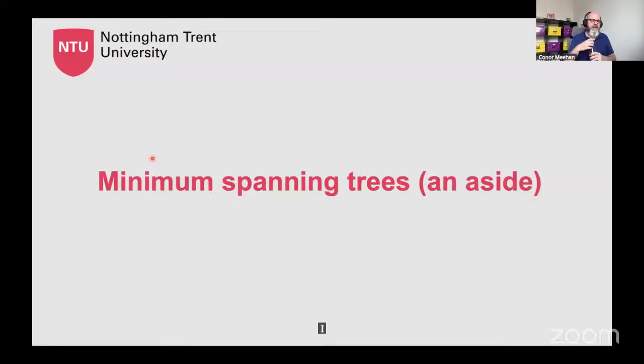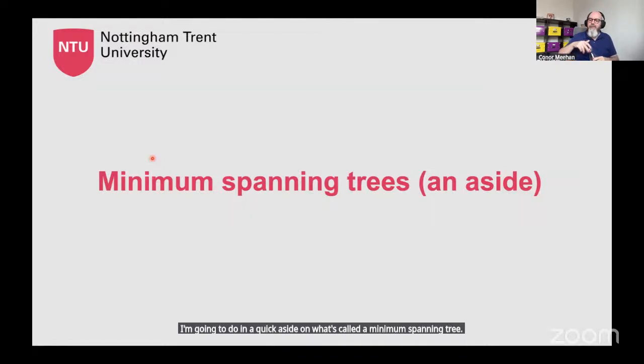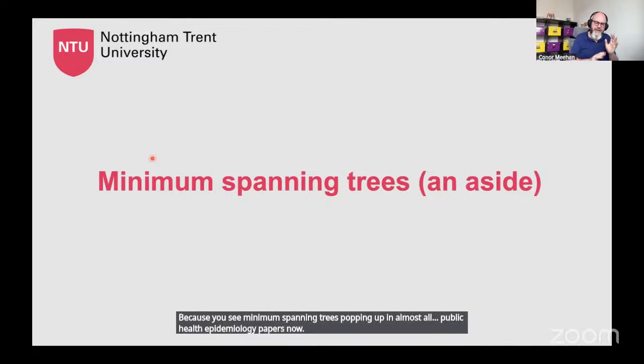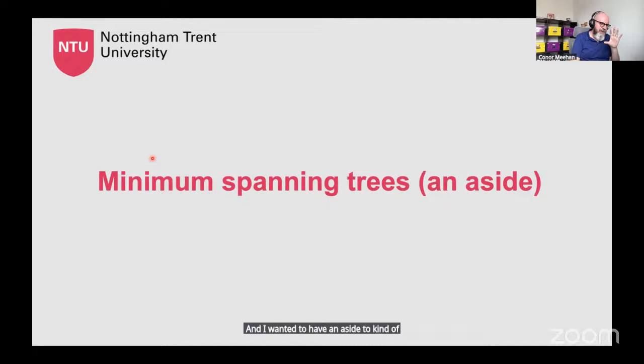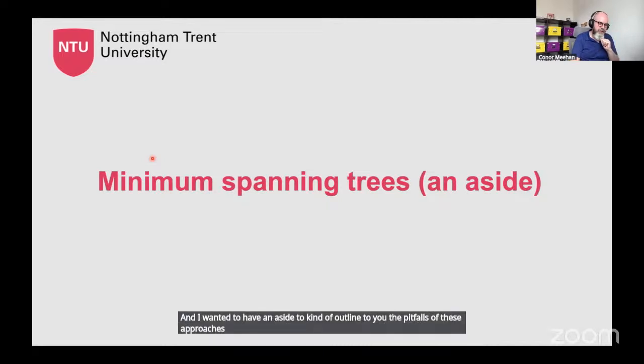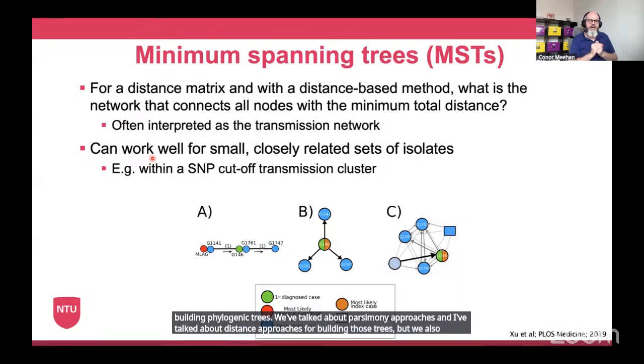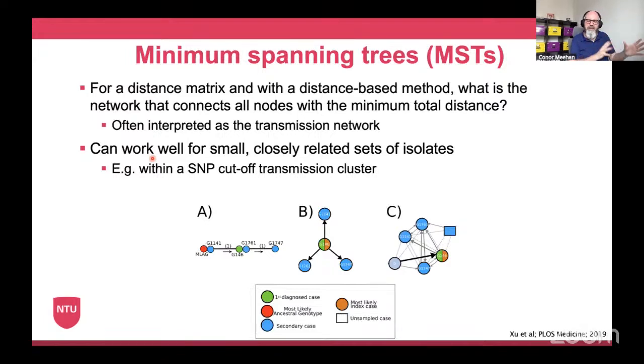I'm going to do a quick aside on what's called a minimum spanning tree, because you see minimum spanning trees popping up in almost all public health epidemiology papers now. And I wanted to have an aside to outline the pitfalls of these approaches and when they are appropriate. So what I'm mostly talking about is building phylogenetic trees. We've talked about parsimony approaches and distance approaches for building those trees, but we also have what are called minimum spanning tree approaches, which are different from phylogenetic trees.